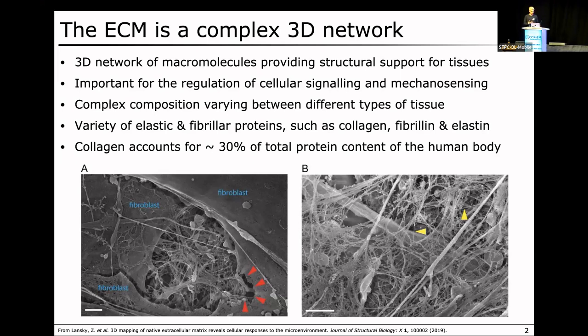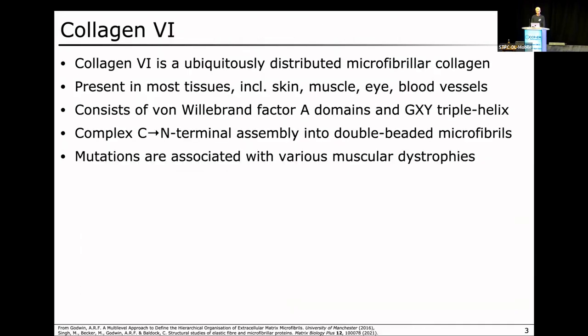And as you can imagine, between different tissues, the composition varies quite a lot. But generally speaking, you have proteins like elastins, fibrillar proteins, and one protein that I'm going to focus on, which is collagen. And just maybe a little pub quiz fact to keep from this presentation: collagen actually accounts for about 30% of all the protein in your body. So that just goes to show what an important role it plays.